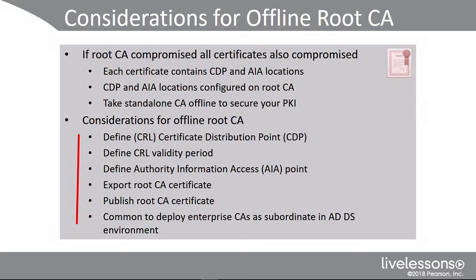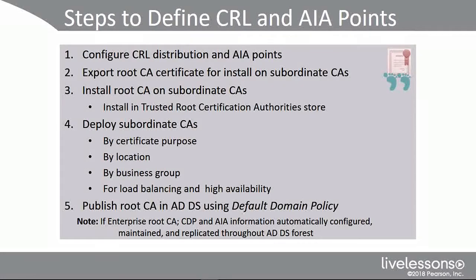And to share that root certificate with a subordinate, you're going to need to export that root CA certificate. You're then going to want to share that certificate, so you're going to want to use group policy to publish that root CA certificate. And most often, in an enterprise CA, you're going to use a subordinate CA within that ADDS environment. Now, I mentioned creating distribution points for CRL and AIA.